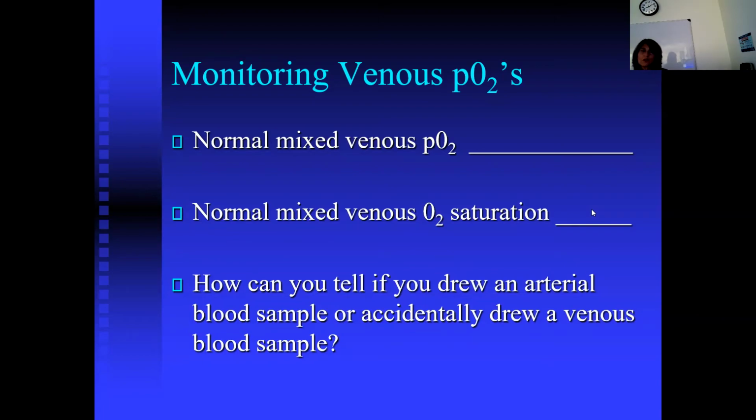So first, we need to know what normal is. Anybody recall a normal mixed venous saturation? Is it like 75%? 75%, very good. And what about the PO2? No? 40 millimeters mercury is a normal venous PO2, PvO2. 40 millimeters mercury.